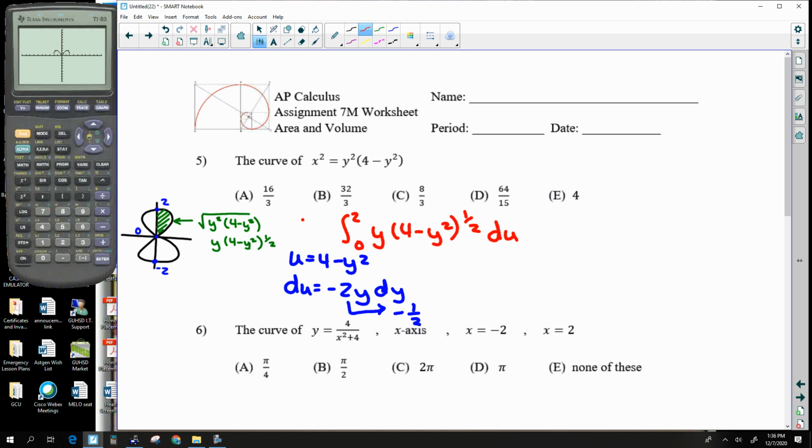Oh, sorry, there's also a 4 out here, because I need 4 of these areas. And the integral from 0 to 2 is now going to be 0 on top and 4 on bottom. All right, so this is now updated. This is 4, there's a -1/2 that needs to come out, integral from 4 to 0. I know it's backwards, but it's just the way it is. And this is going to be u to the 1/2.